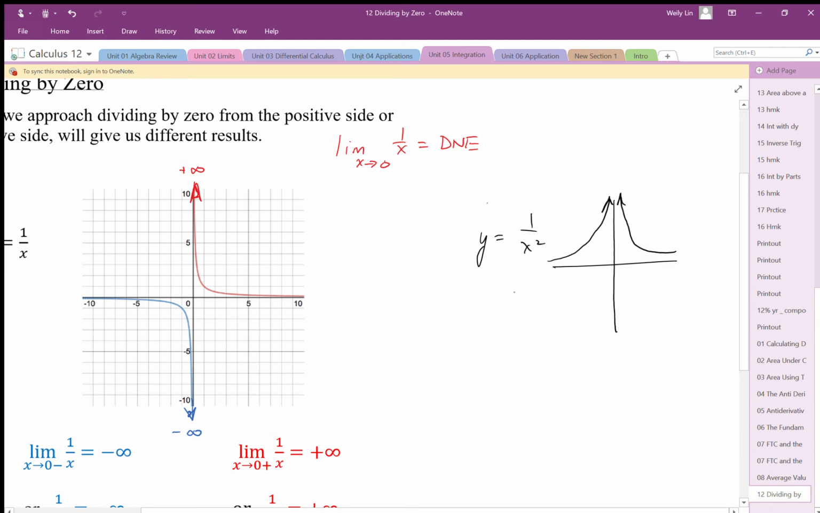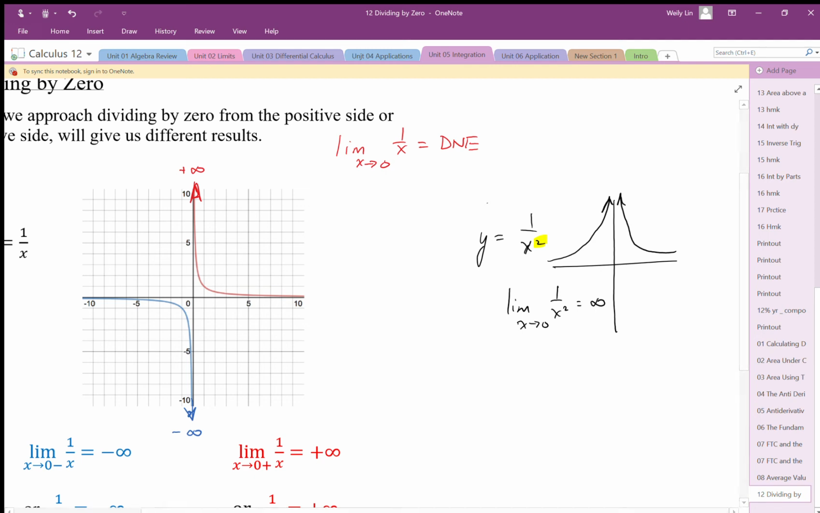As a two-sided limit, these are to do with the even powers. These, as two-sided limits, do exist. So the limit as x goes to 0 of 1 over x squared is equal to positive infinity. So this is true.